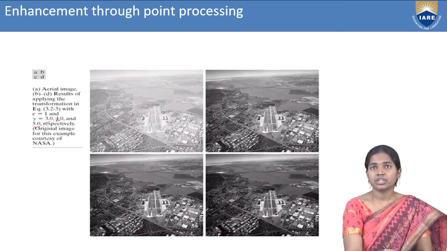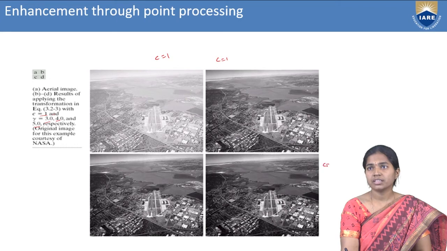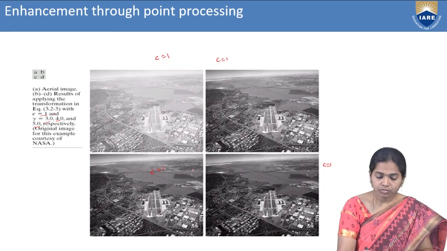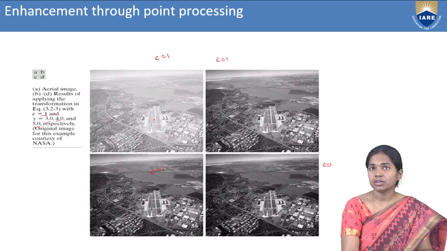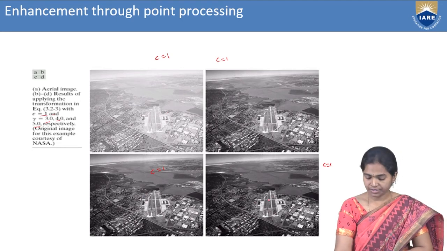If gamma equals 3.0, 4.0 and 5.0, the C value is constant only. Here the C value is constant for all the images, but the gamma values change from 3, 4 and 5. So depending on the gamma value, the contrast level of the images is increased and decreased.